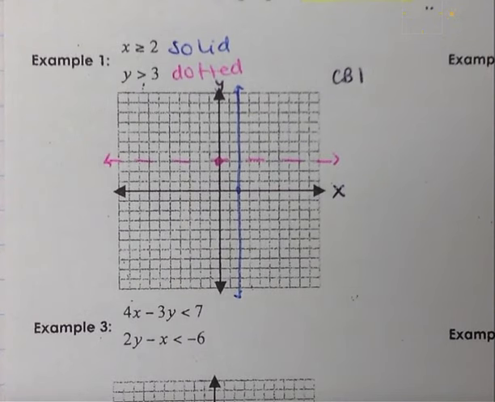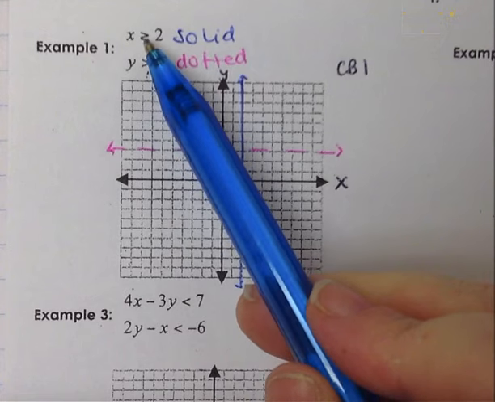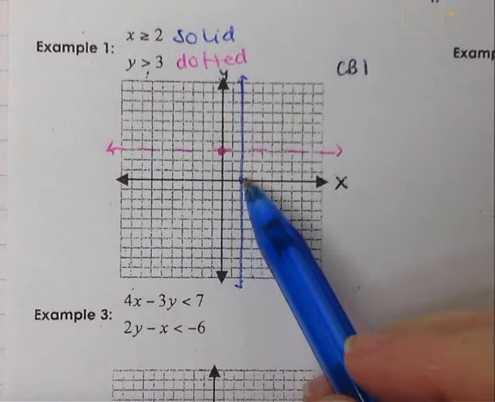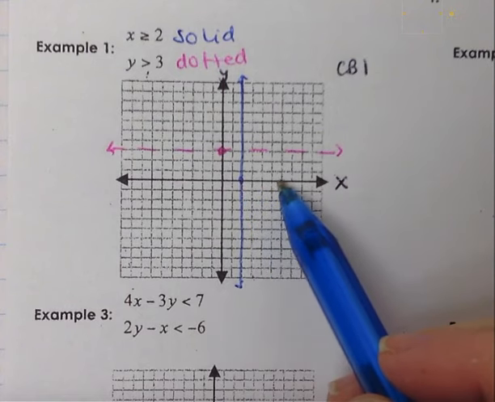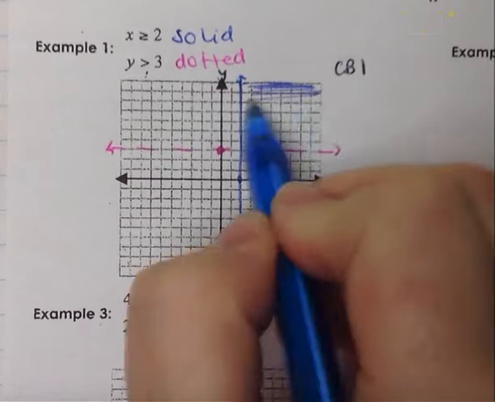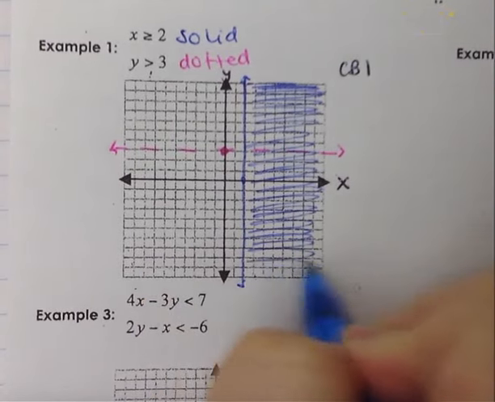So now for the shading. I'm going to shade my blue first. It says greater than 2, so I want all of the x values that are bigger than 2. So that's going to be towards the right. So all of these, 3, 4, 5, 6, those are bigger than 2. So I'm going to shade everything to the right of that blue line. So I need to make sure I focus on which line I'm going with.